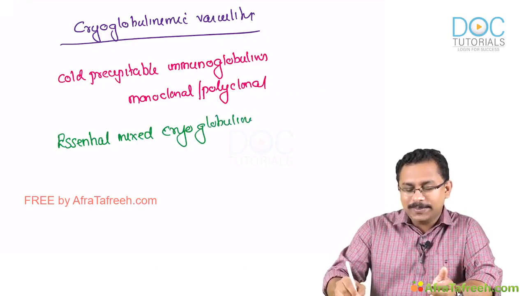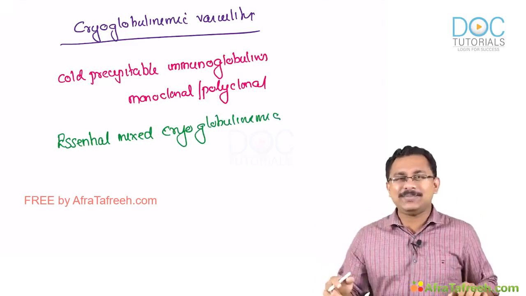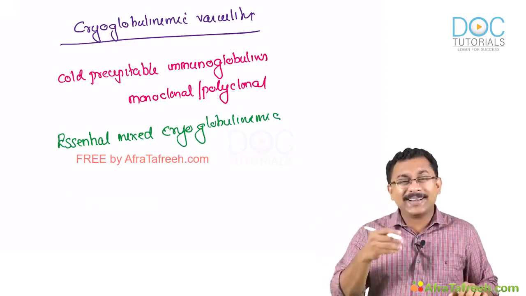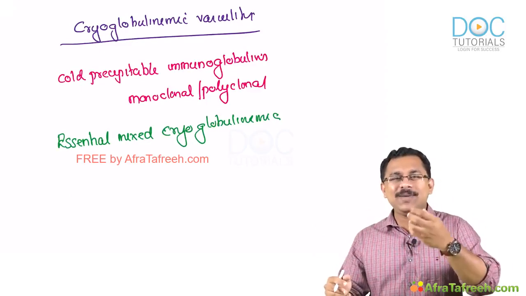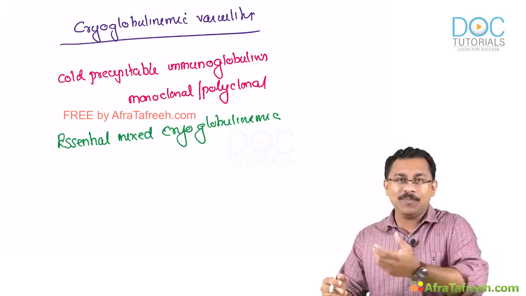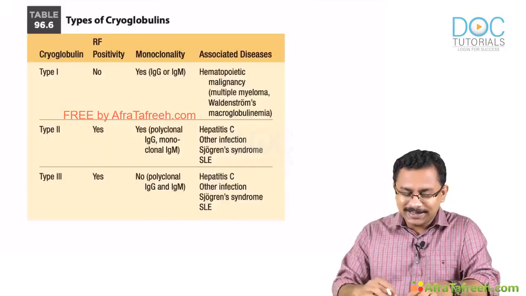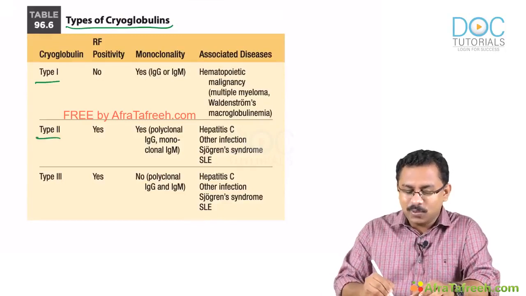Okay, mixed, because it often has a mixture of the monoclonal and polyclonal types. Now let us see what are the types of cryoglobulins, because often the cryoglobulinemic vasculitis is occurring because of an underlying problem. So let's see the three types of cryoglobulins: type 1, type 2 and type 3.